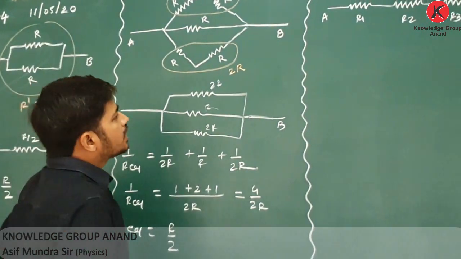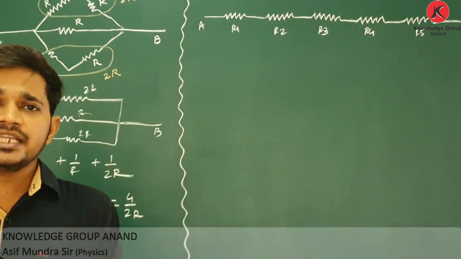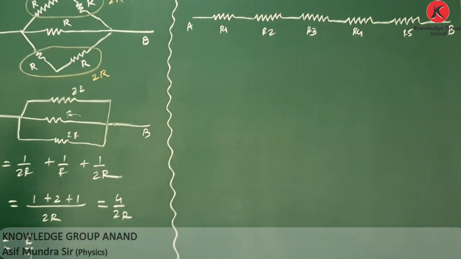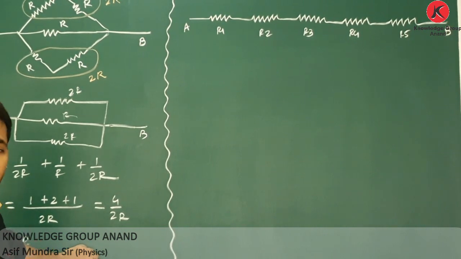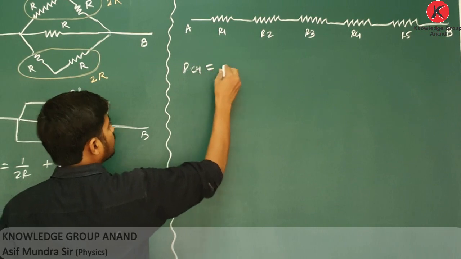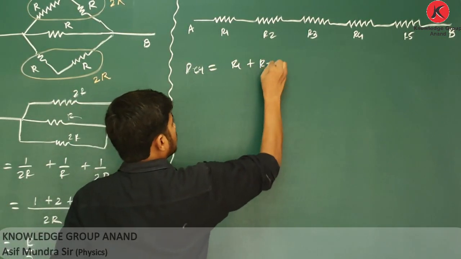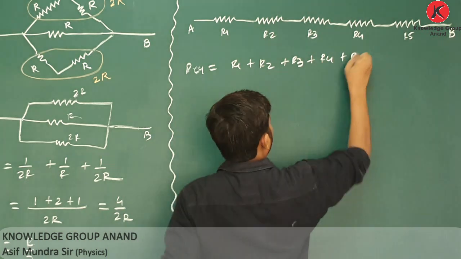Last question. You are given 5 resistors, R1, R2, R3, R4 and R5. Right now they are connected in series connection, so you know how to find their equivalent. R equivalent is equal to R1 plus R2 plus R3 plus R4 plus R5.